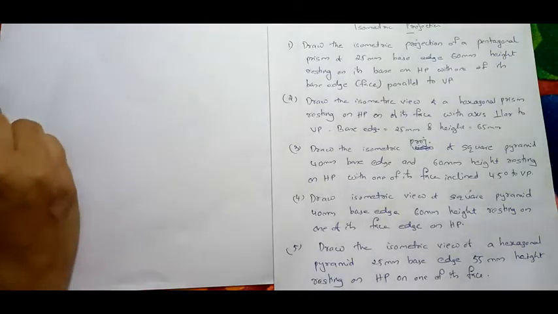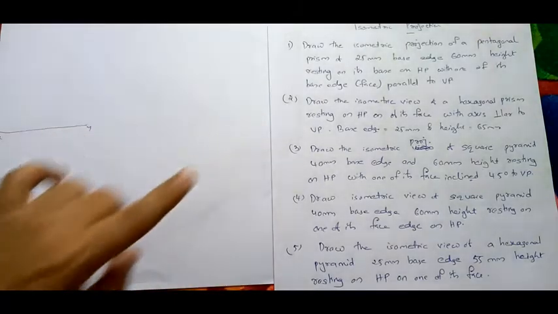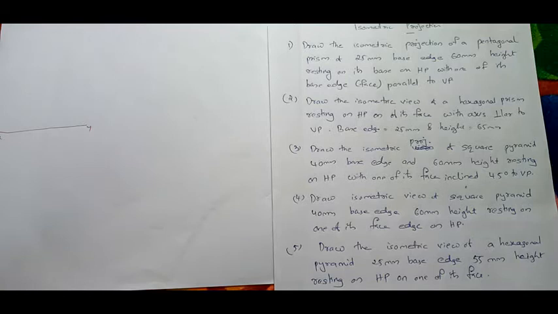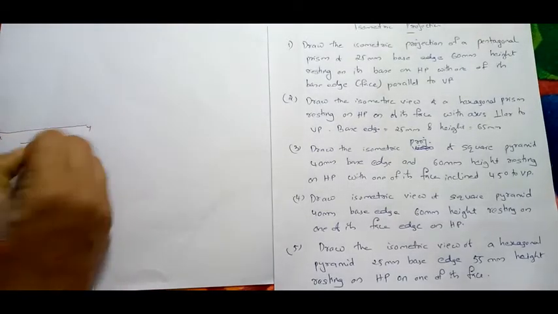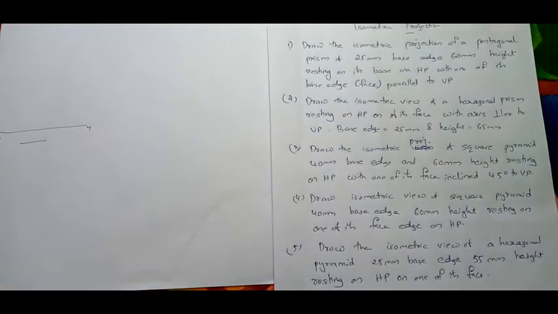So first you have to start with the orthographic projection. So I'm drawing the orthographic projection XY line. Isometric projection of a pentagonal prism, 25 mm base edge, 60 mm height, resting on its base on HP with one of its base edges parallel to VP. The question can ask either base edge or face, there is no difference. So one of its base edges parallel to VP means, see the top view: it's resting on its base on HP, so in the top view you can see the pentagon, and one of its edges is parallel to the X line.